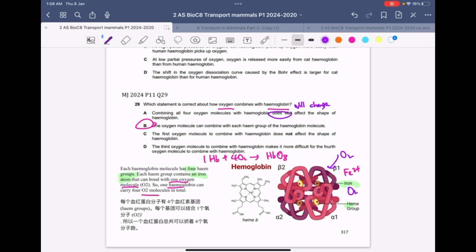And then C, the first oxygen molecule is actually the most important one, and it will change the shape. So this is wrong, okay, because it does affect the shape of the hemoglobin. When the first oxygen binds to hemoglobin, it will open up the molecule, making it easier for the second oxygen to bind with it.